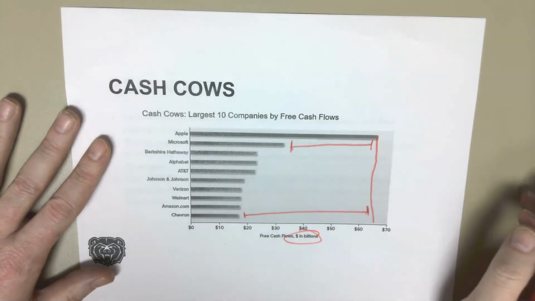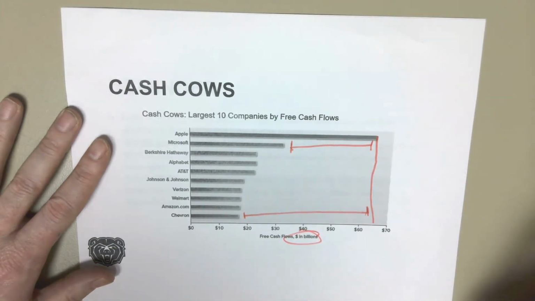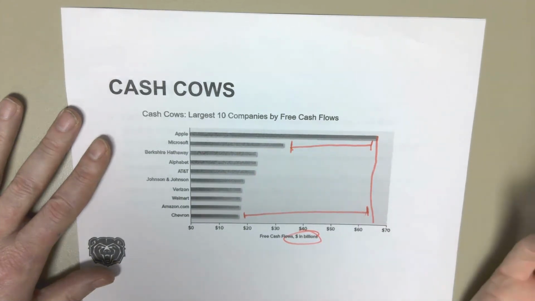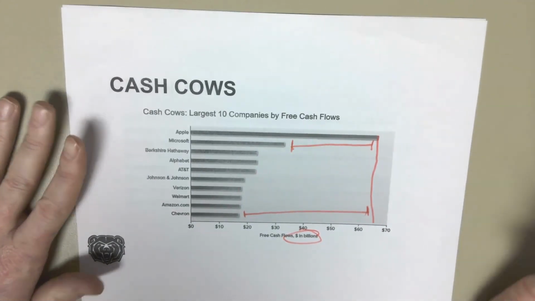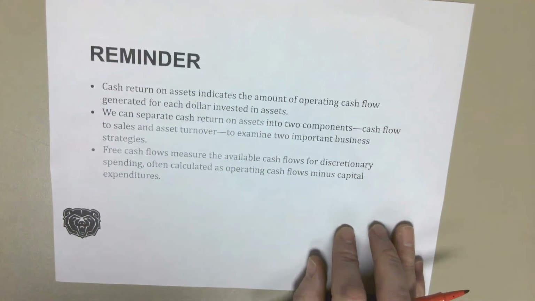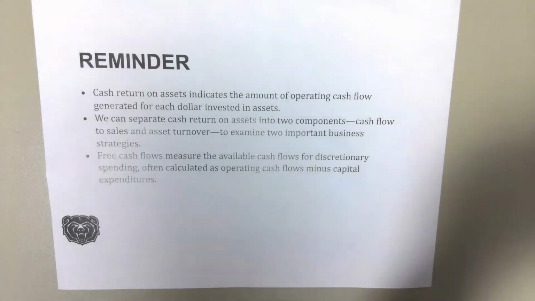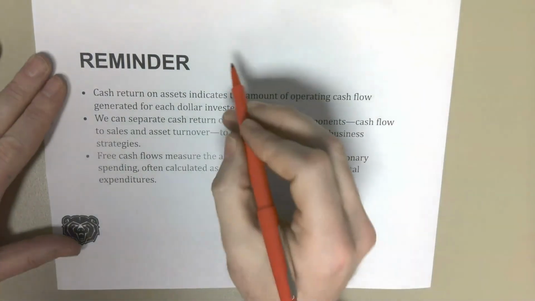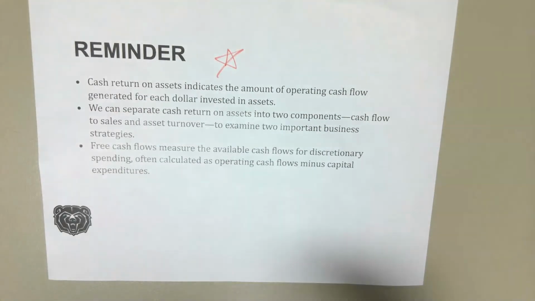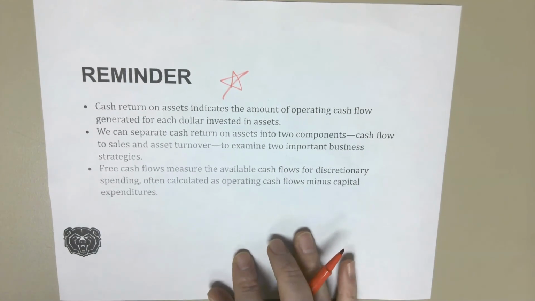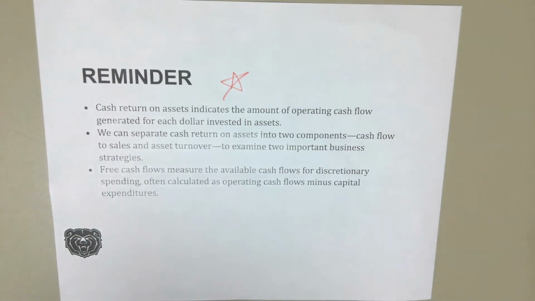Okay. Now, some of it is scale, right? Apple's way larger than a lot of these companies. But if you look at that ratio, that leads to more questions, okay? So finally, just a reminder here, your cash return on assets indicates the amount of operating cash flows generated for each dollar invested in assets. Know these definitions conceptually. You will be asked about them, I would imagine, on your exam. It will help you with your homework.